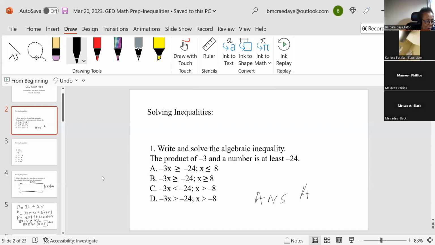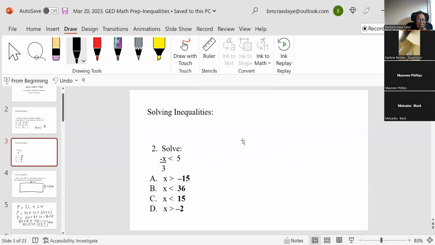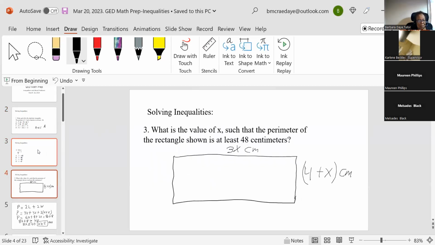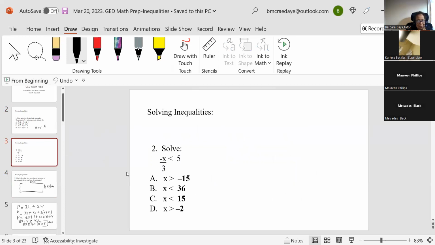No, miss. I have to review this one. And what is at most? Greater than or equal is at least, at most is less than or equal, the opposite. All right, here's another one. Solve this one. This was similar to the one we just did.